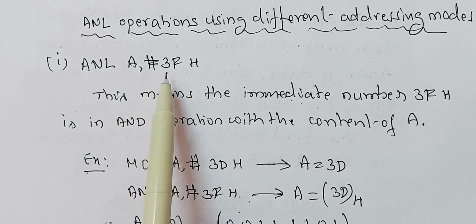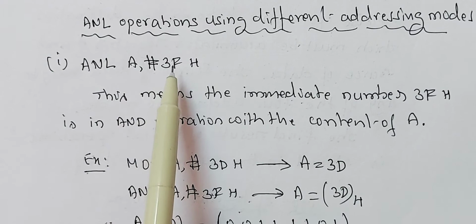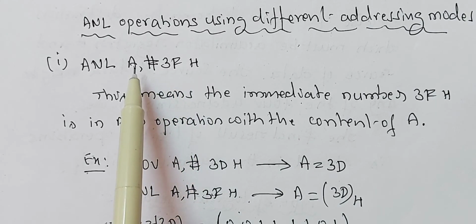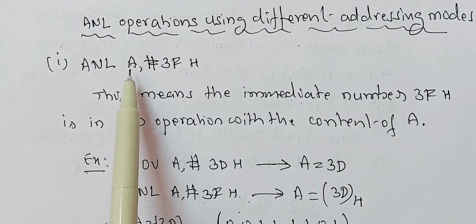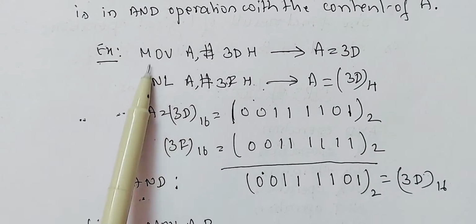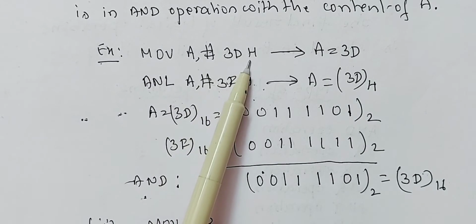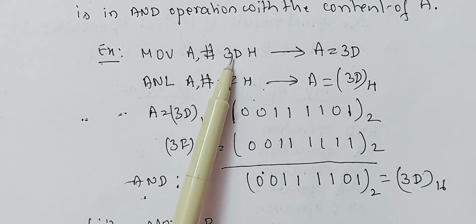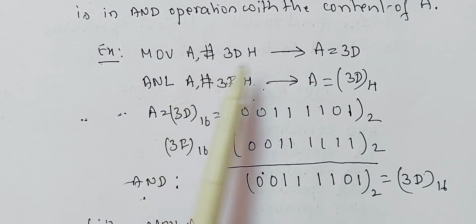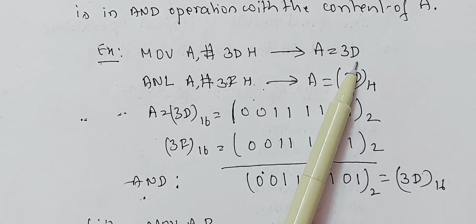Now here the entire 3F is not operated simultaneously. Each digit of 3F, that is each bit of 3F, is operated with the corresponding bit of the content present in A. Let us see how with an example. Move A comma hash 3D. A 3D hexadecimal number is moved to the accumulator register A. Therefore, A is equal to 3D.